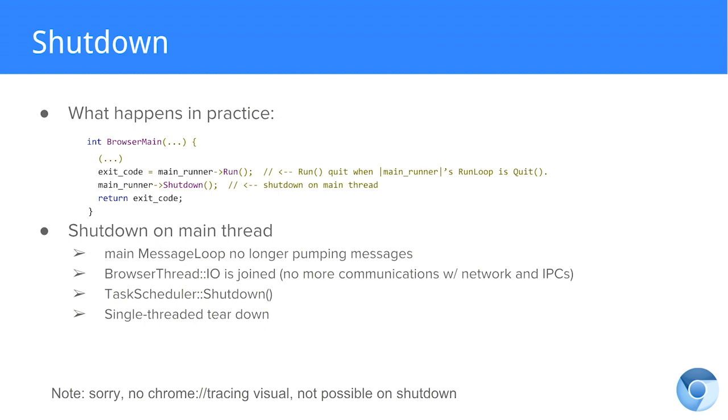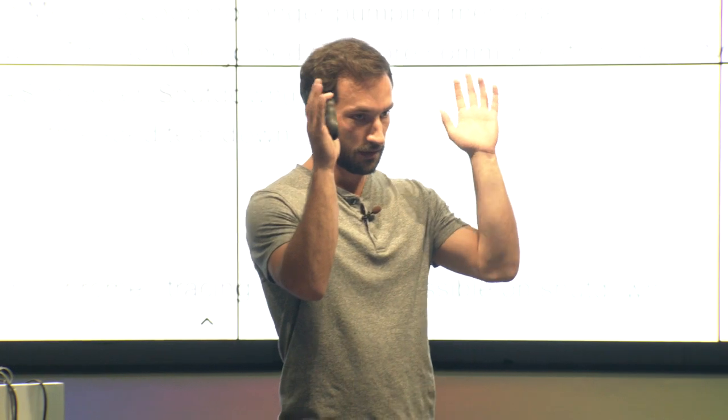One of the first things we do is we join browser thread IO, which means we shut down communication, net, IPC. And then we enter TaskScheduler shutdown. I'll go a bit into more details about that. And then we enter the single threaded phase where we only have one thread left, and we tear down the rest. TaskScheduler shutdown. When you post tasks to TaskScheduler, as I said earlier, you have traits.